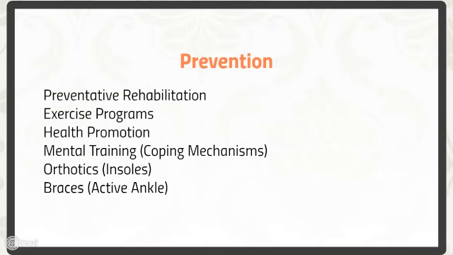In terms of prevention, there's preventative rehabilitation, similarly to the proprioceptive balance board program that I just talked about previously. General exercise programs, health promotion, mental training, including coping mechanisms, orthotics, and braces. Relating back to our grade 3 ankle sprain, insoles or braces such as active ankles specifically would help prevent ankle sprains in our case.